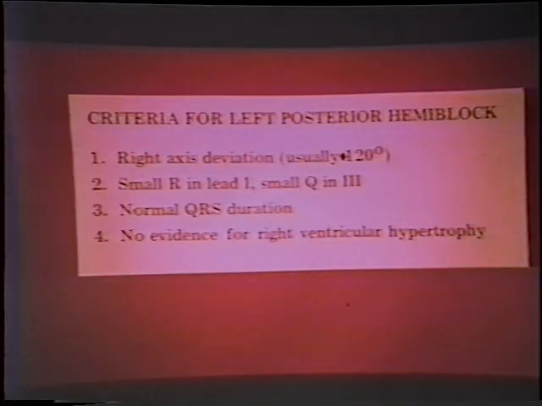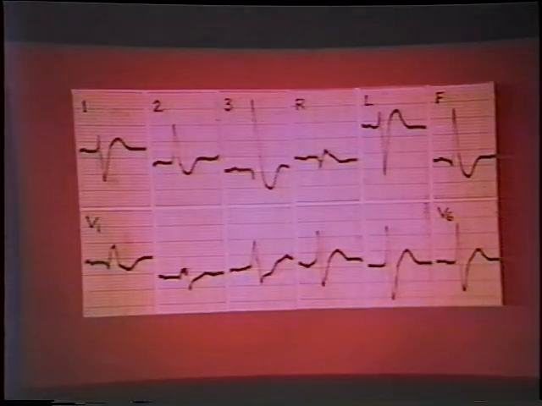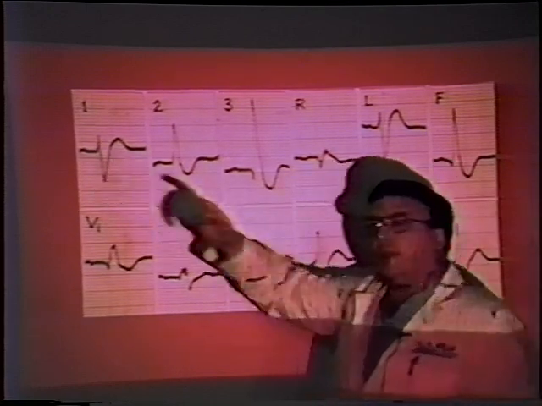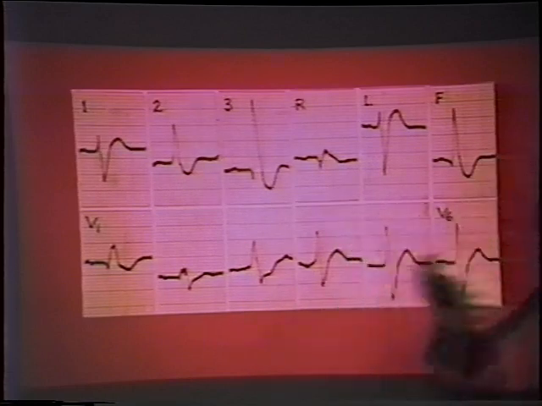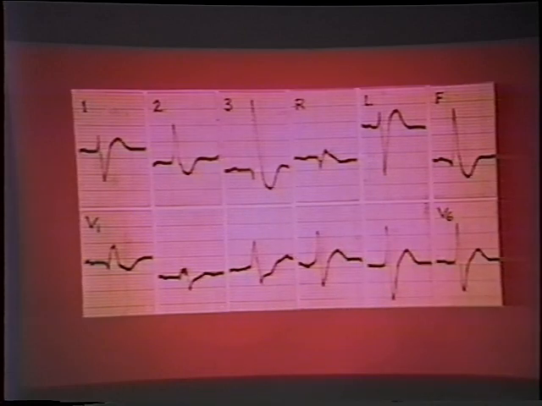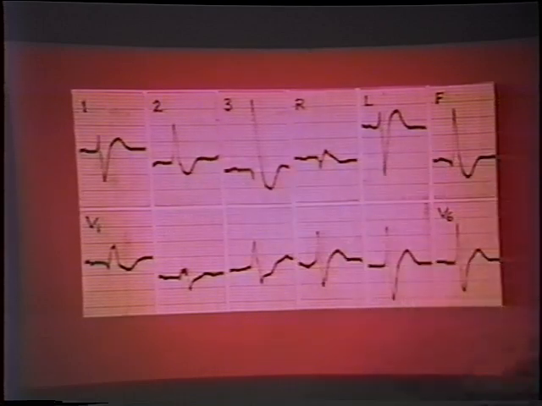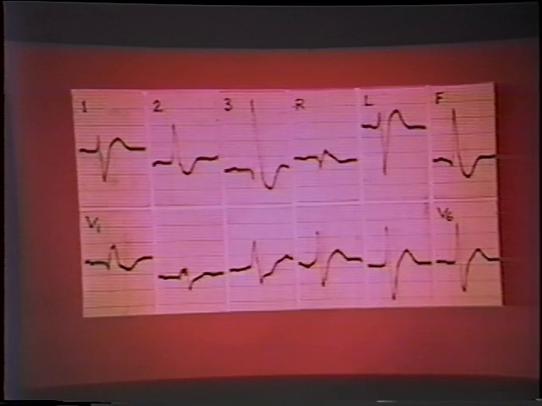Now left posterior hemiblock, what's the criteria? Right axis, a little Q in lead three. Okay, let's figure out what kind of axis we have. Do we have left axis? No, it's not negative in lead two. But look at lead one. It's negative in lead one. What does that make it? Right axis. That's all we have to look at. Don't have to measure it out. That's boring. So right axis deviation and a Q wave in three. That's left posterior hemiblock.